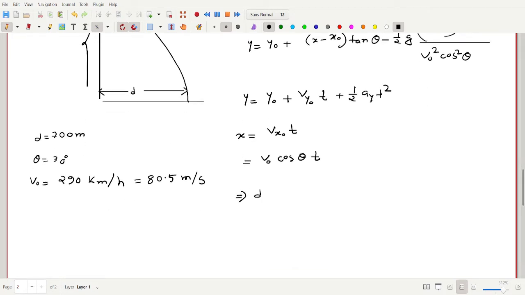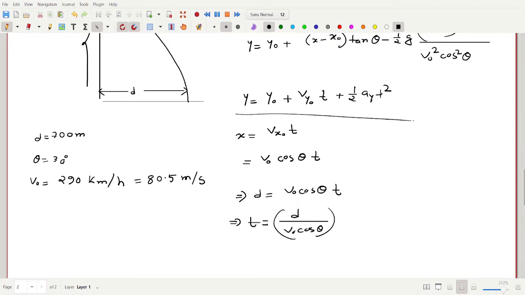d. Along the horizontal, the distance traveled by the decoy is basically the x here. So d equals v naught cos theta times t, and you will have t equals d by v naught cos theta. So this is the equation for time, and plug it here. Remember that here theta is negative, so cos theta will be cos minus theta, and cos minus 30 and cos 30 have the same value.